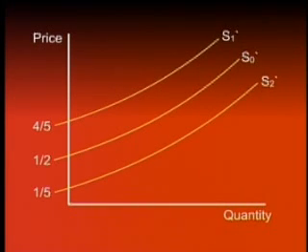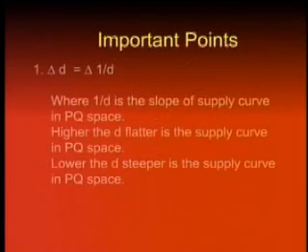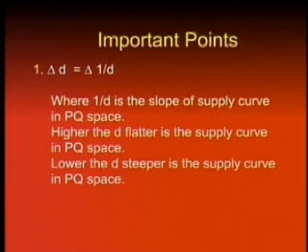As you can see, S1 prime and S2 prime are now on the opposite sides of S0 prime as they were in the QP graph. There, S1 was to the right of S0 and S2 was to the left of S0. Here, S2 prime is to the right of S0 prime and S1 prime is to the left of S0 prime. Two final points or observations about this analysis.